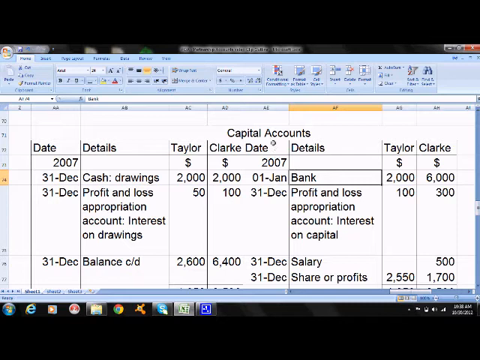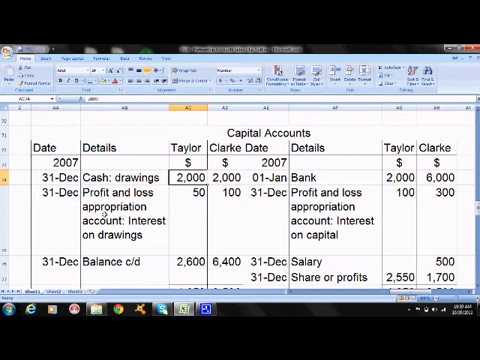First thing that we do is make our entry of the capital. So when you credit the capital account with bank, because money went to the bank, Taylor invested what? $2,000, while Clark invested what? $6,000. That's that for that one. Secondly, we're going to debit the capital account with the cash drawings, which is $2,000 each, as I said before.